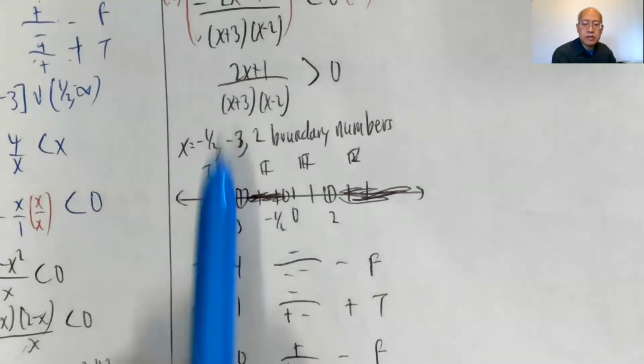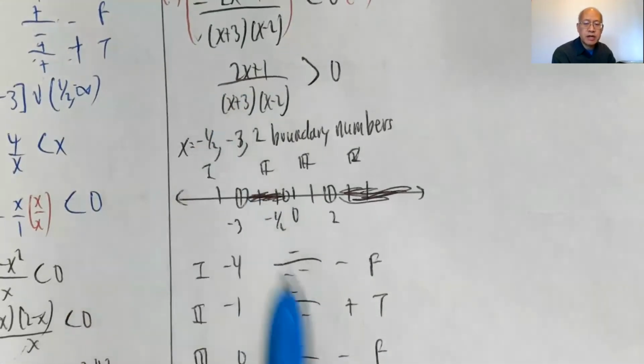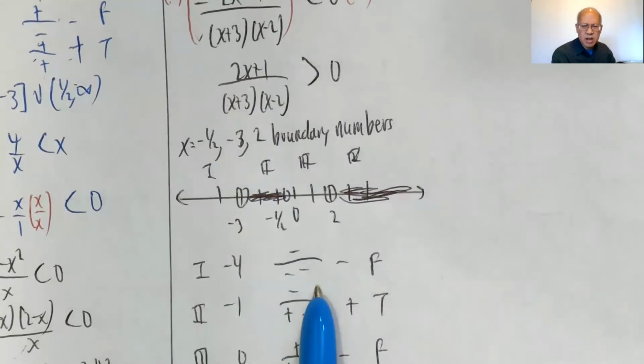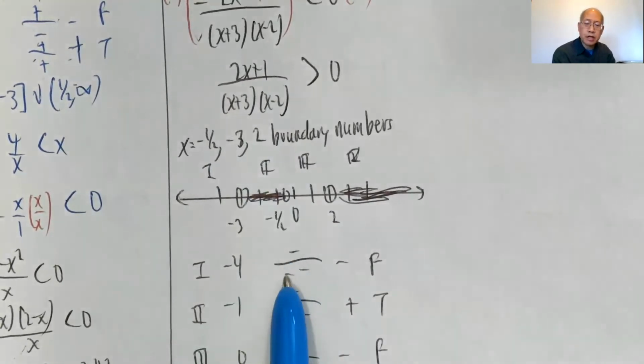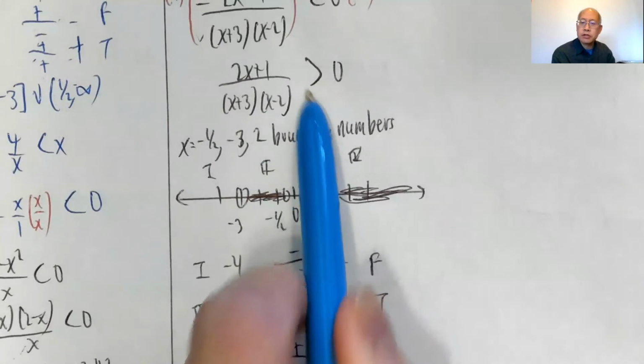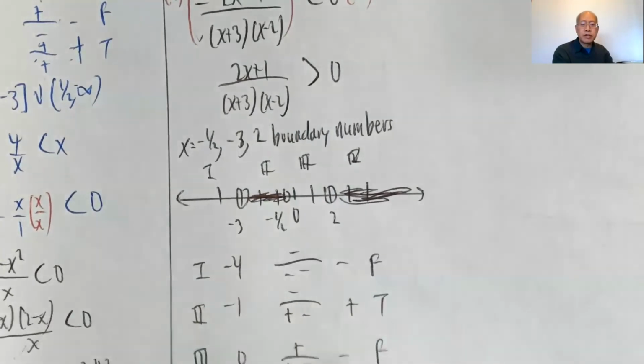Okay, negative 4. 2 times negative 4 minus 1 is negative. Negative 4 plus 3, negative. Negative 4 minus 2, negative. 3 negatives when you're multiplying and dividing, leave me a negative. Negative greater than 0, false. Don't shade in region 1.